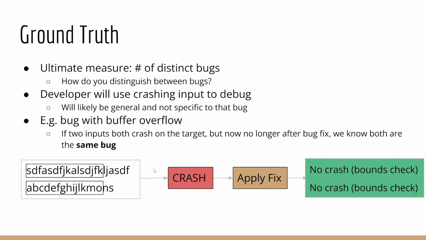Well, in this picture here, for example, you have a buffer overflow bug. There's some input here and some input here. They both lead to a crash. Okay, so then the developer looks into this crash, applies a fix, and then you test it again, and now they both don't crash. So even though, if the fuzzer was running, it might count these as two different crashes, it's technically one distinct bug, because the fix fixes both of them.